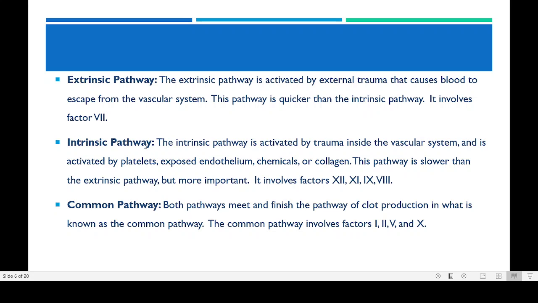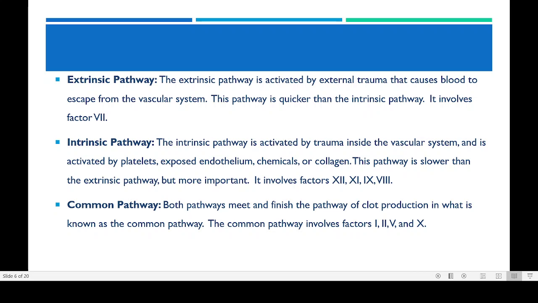Now the second pathway is known as the intrinsic pathway. Intrinsic means internal, and extrinsic means external. You can remember it in that way also. The intrinsic pathway is activated by trauma inside the vascular system. That is, when some kind of injury takes place inside your artery or inside your blood vein, that is an internal trauma or internal injury. So the intrinsic pathway is caused by internal injury or internal trauma. That is a peculiarity of the intrinsic pathway. It is usually activated by platelets, exposed endothelium, chemicals or collagen.